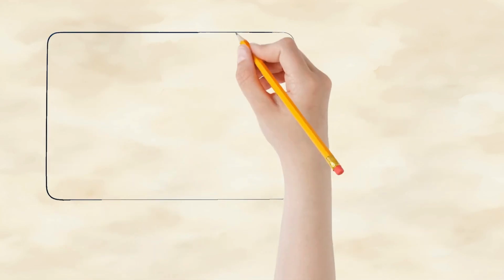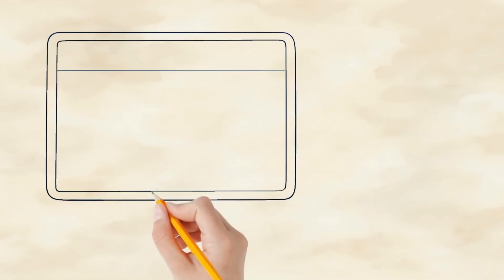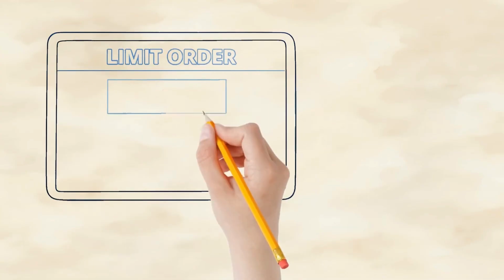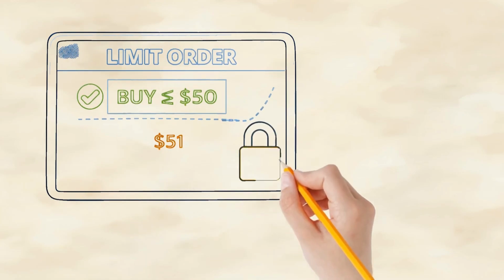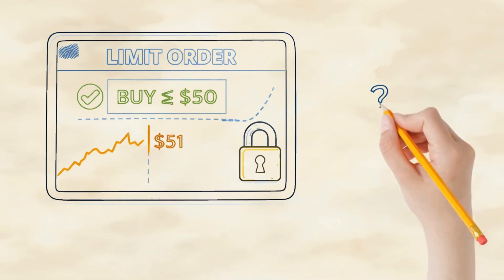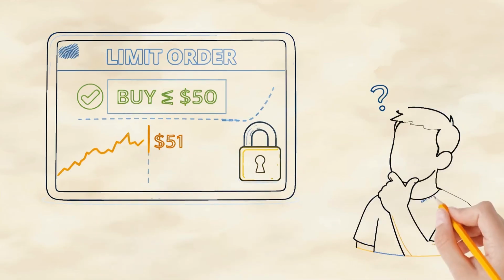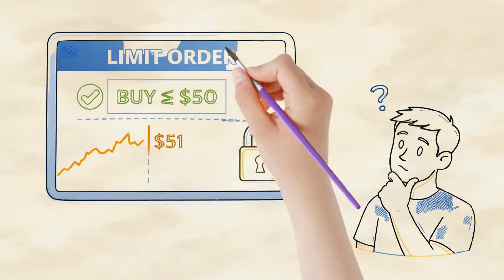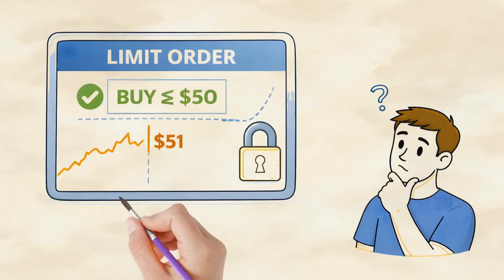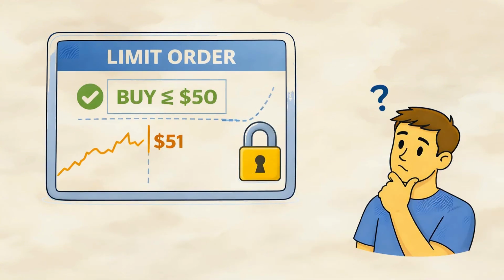A limit order means only buy or sell at this price or better. It matters because it gives you price control. Example, you set buy at $50 or less. If the stock never hits $50, you don't buy. Common mistake, setting your limit too strict, never getting filled, and then thinking the market blocked you.